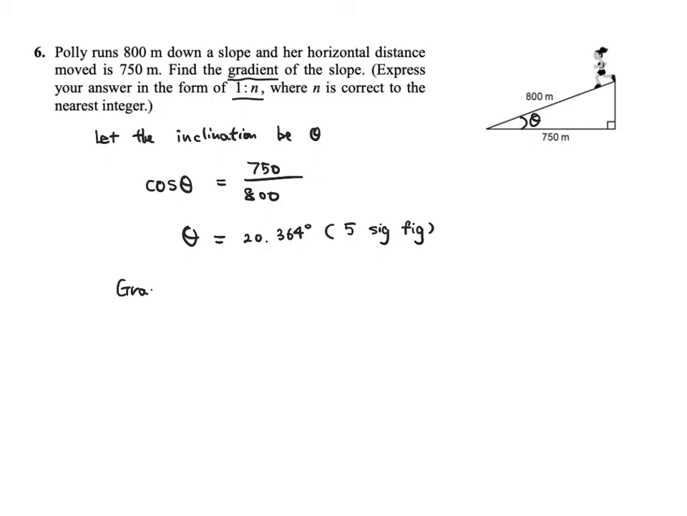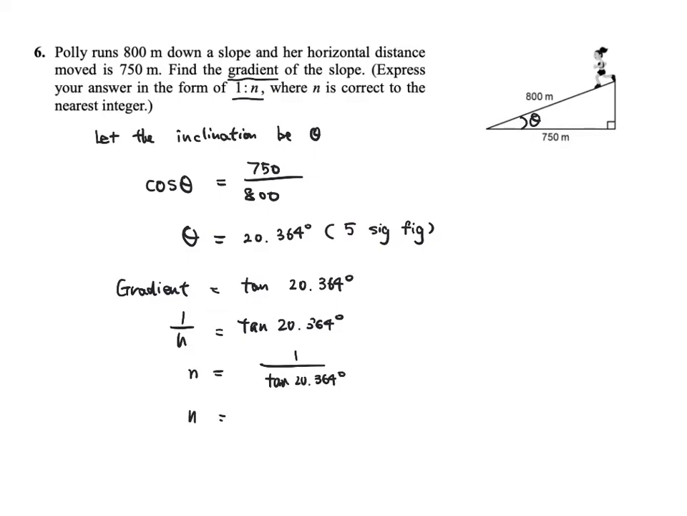So now you know that the gradient should be equal to tangent of this value. So once again, you change it back to 1 over n equals this, and as you know, you can use the calculator and do the math. That's why you know that n equals 1 over tangent 20.364 degrees. That means n equals 3 at the end. Okay, that is why the gradient will be 1 to 3, like this.